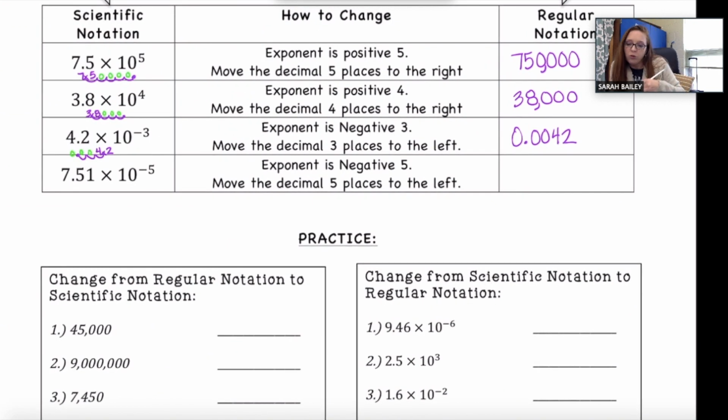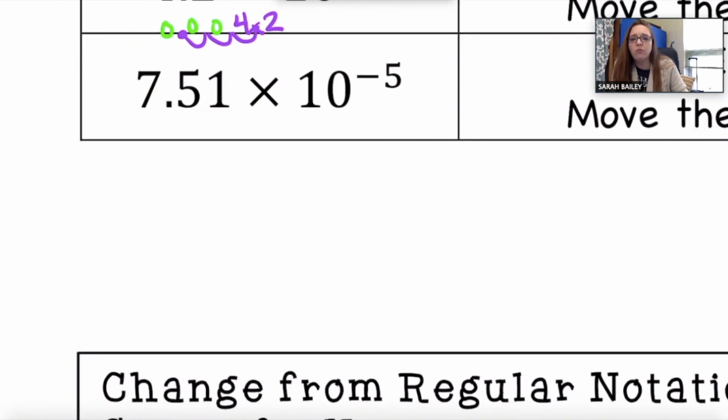All right, we've got one more to do together before you practice on your own. So I've got 7.51 times 10 to the negative 5. So I'm going to start off by writing 7.51. And it's a negative exponent, so I'm going to move to the left. It's negative 5, so I'm going to move to the left 5 times. So 1, 2, 3, 4, 5. And then those empty spots get zeros, and I'm going to start off with a 0. So when I rewrite this, I'm going to write 0, 4 zeros, and then 751.